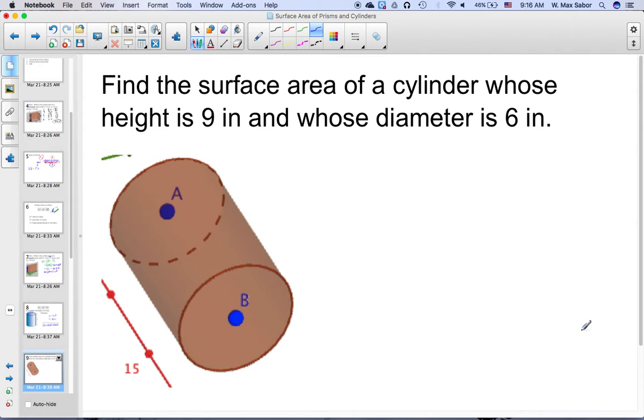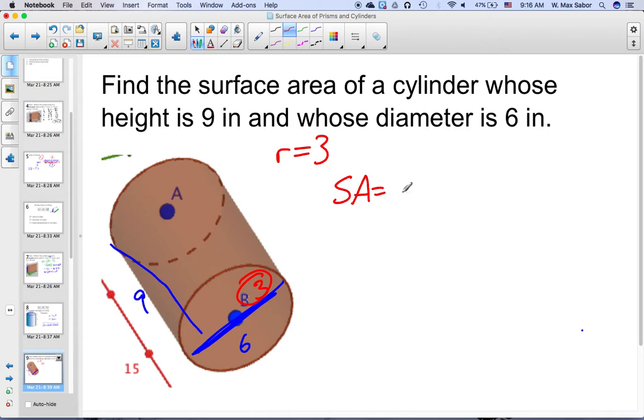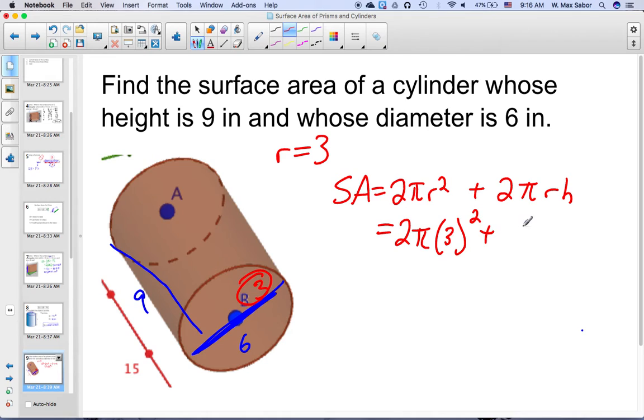Find the surface area of a cylinder whose height is 9 and whose diameter is 6. So this is 9 and the diameter is 6. Now it's tempting to use the 6 in the formula, but the radius is what we care about, so the radius is 3. Surface area equals 2 pi r squared plus 2 pi r h. R was 3, R still is 3, and then h is 9.